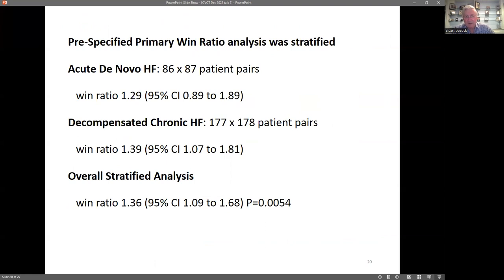So they did a win ratio analysis for each of them, came up with win ratios of 1.29 and 1.39 respectively. So the overall stratified analysis was more complicated. There is software to do this, but the win ratio in the stratified analysis was slightly lower, 1.36, as it so happened, but very similar to the crude unstratified analysis that I showed on the previous slide. And there's a debate as to whether you need to stratify or not when doing win ratio type of analyses. Next slide, please.